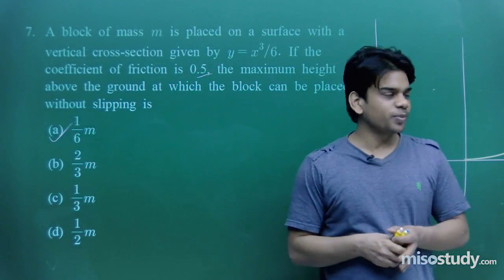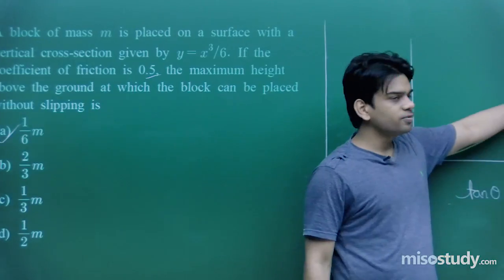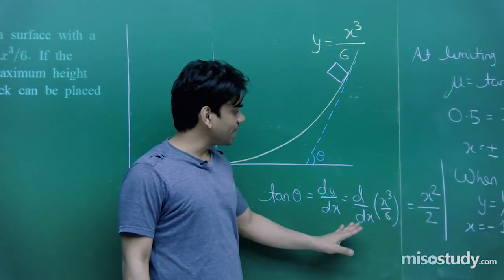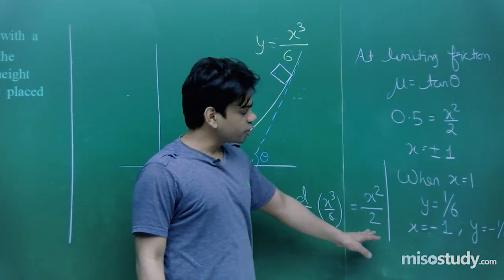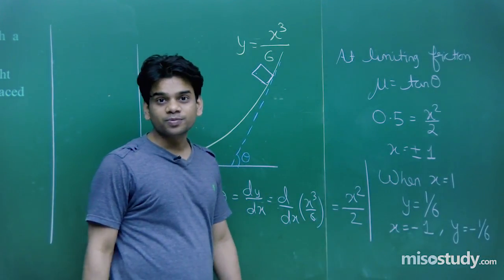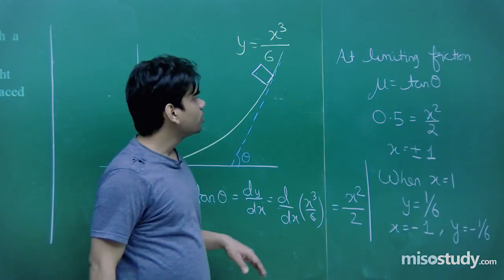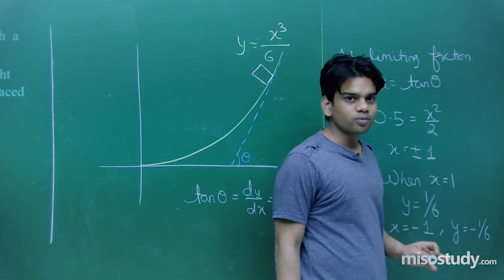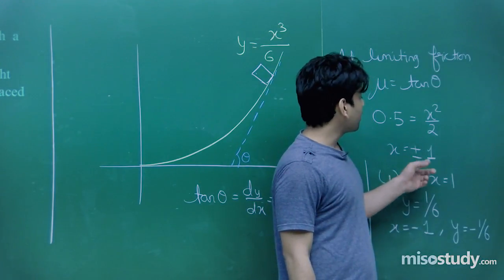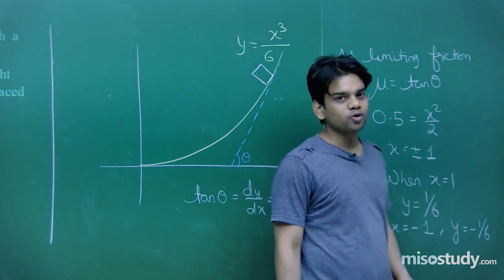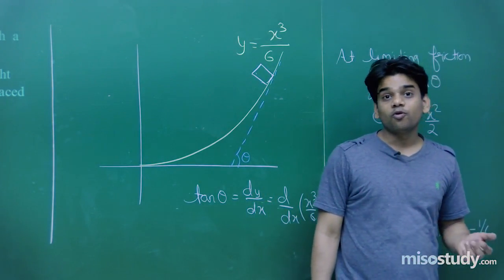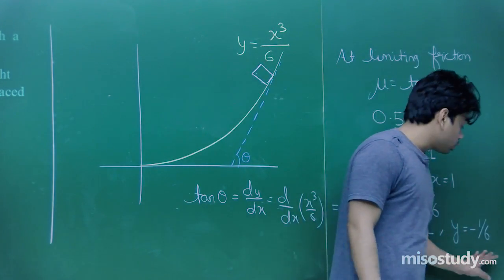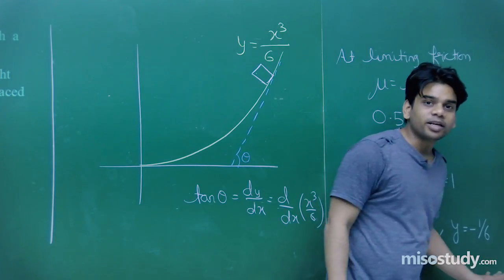Once again, I will just repeat it for you all. Draw the curve, find the slope at any particular point. The slope will be given as x square by 2. Put up the values for the slope, for the limiting value. Mu equals tan theta, so you will be obtaining 0.5 is equal to x square by 2. I hope that is clear to you all. Then x will come out to plus minus 1. Put the value, get the two values of y. Find out for which value of y you are going to have the right result. So I want you all to take note till here, and I will start from the other end.